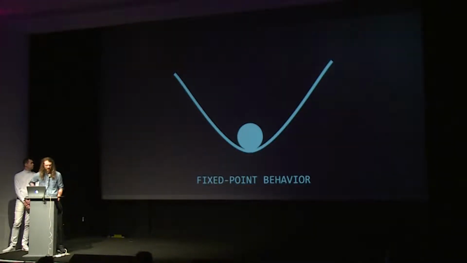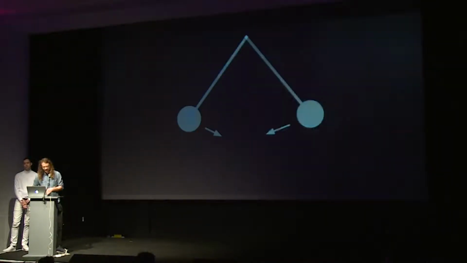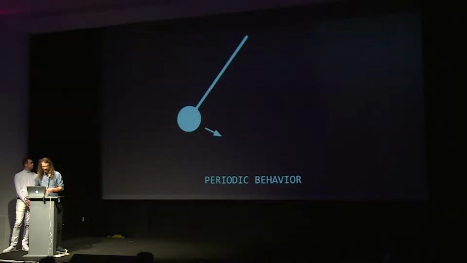Okay? This is the nomenclature that I'm using from the study of dynamical systems, which is kind of the study of systems that evolve over time. This is fixed point behavior. Here's another ordered system. This is a pendulum. It starts off on the left, and then we swing to the right, and then we swing back again, and this is periodic behavior. Okay?